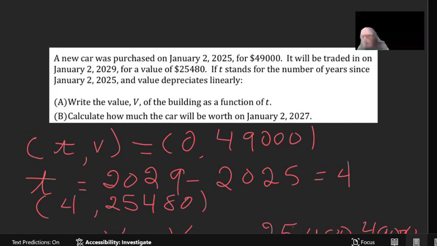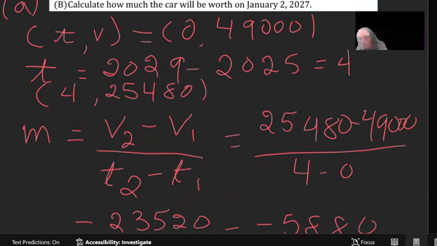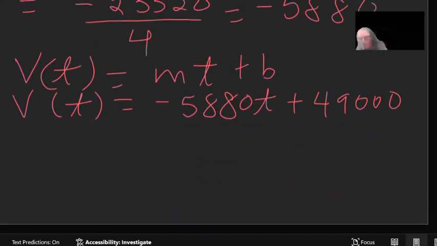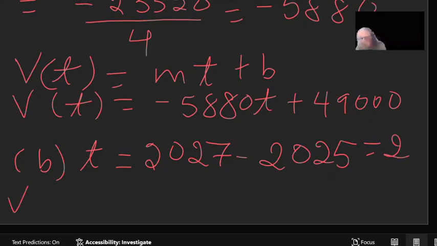All right. So then how much will the car be worth on January 2nd of 2027? So this was our work for part A. And for part B, we're talking about 2 years after the start. So we are computing V of 2.